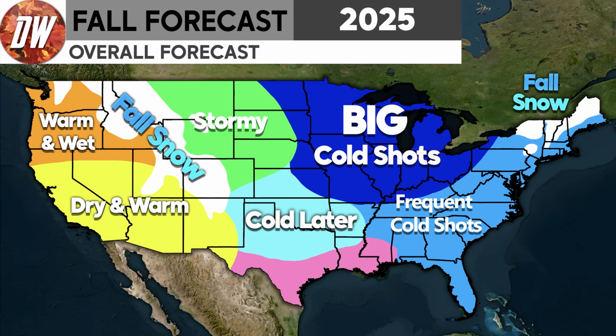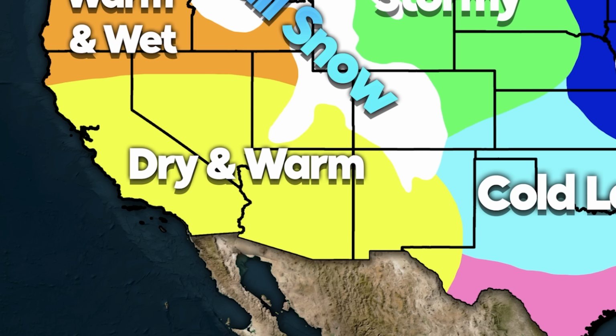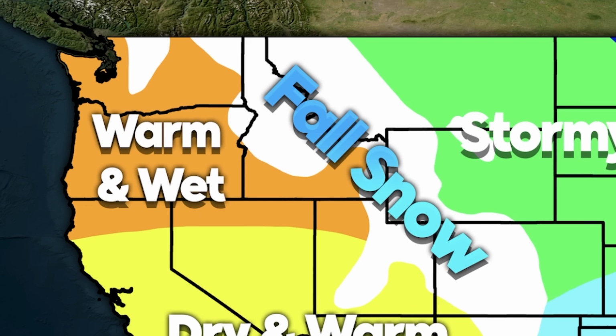We see in the southwest dry and warm, as we discussed earlier, all kind of based on there not being an El Nino present. Warm as well in the northwest, but wet instead of dry up there because, again, that more La Nina storm track will bring more frequent storms into there.